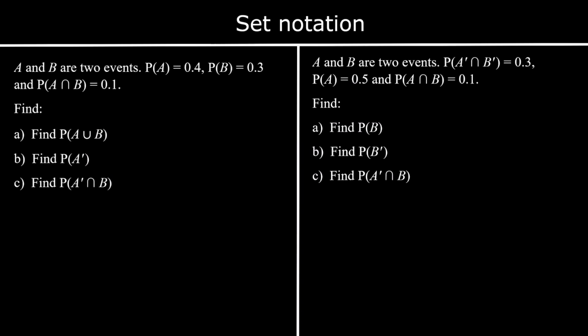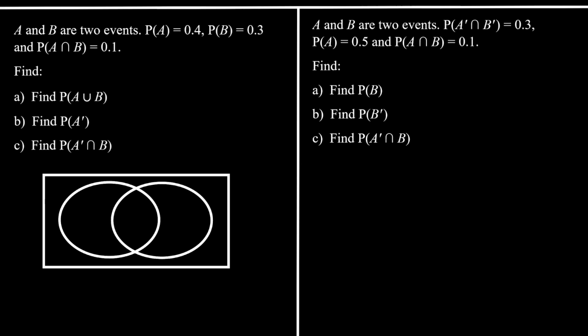Here's another question. This time we're not given a Venn diagram, but we can draw it. A and B are two events. The probability of A is 0.4. Probability of B is 0.3. And the probability of A and B, the intersection of A and B, is 0.1. So what does that look like on a Venn diagram? We have the intersection of A and B. The intersection, that's the middle bit, where it's both A and B at the same time, is 0.1.